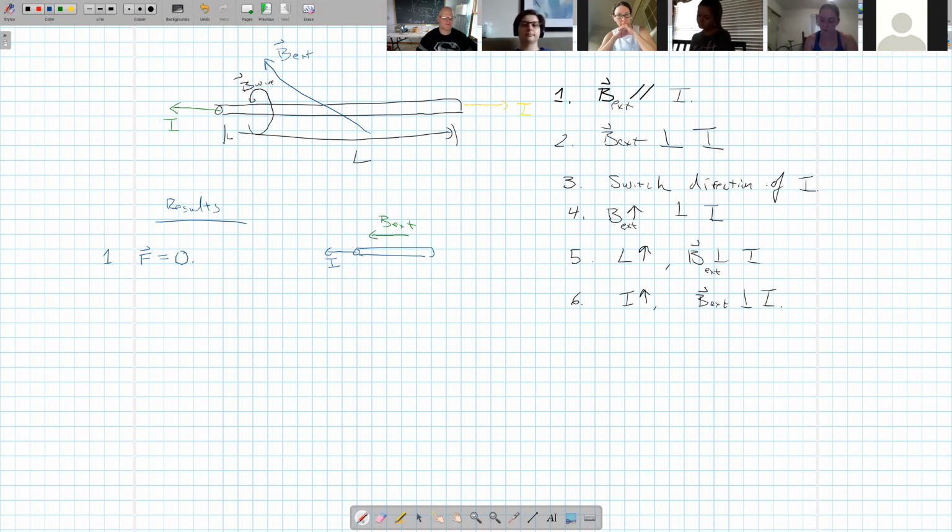Experiment number 2. Now, we're going to take that same situation, but now I'm going to put the external magnetic field so that it is perpendicular to the wire. And then here, what we find is that the force is not 0, and in fact, the force is equal to a maximum. So this is the maximum amount of force that we can get.